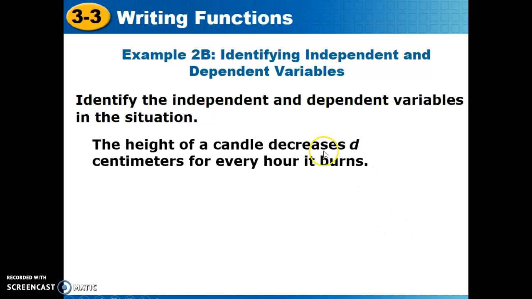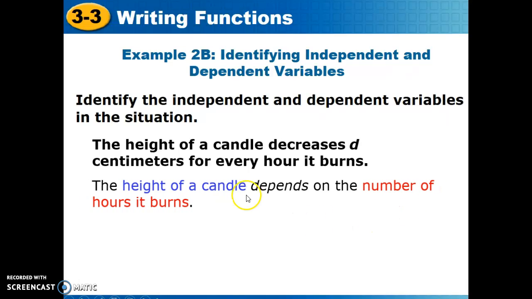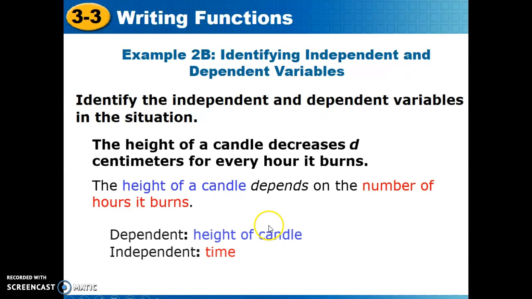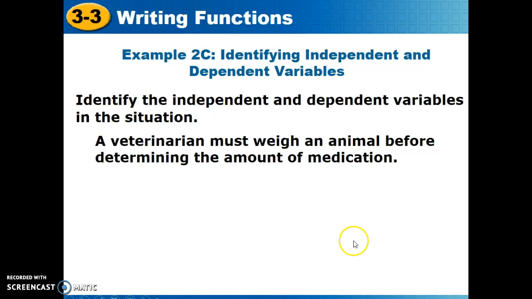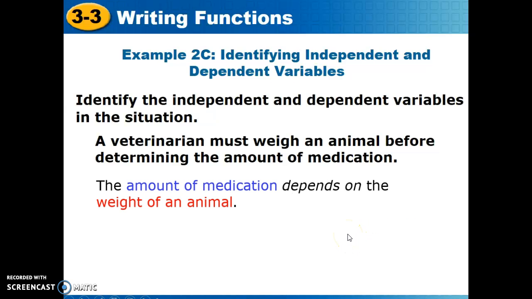The height of a candle decreases d centimeters for every hour it burns. Let's think about the two variables in this situation. The height and the hours are both changing. The height depends on the number of hours. Height depends. It is dependent. That would be our y variable in any table. And the number of hours is independent. Time is usually independent.